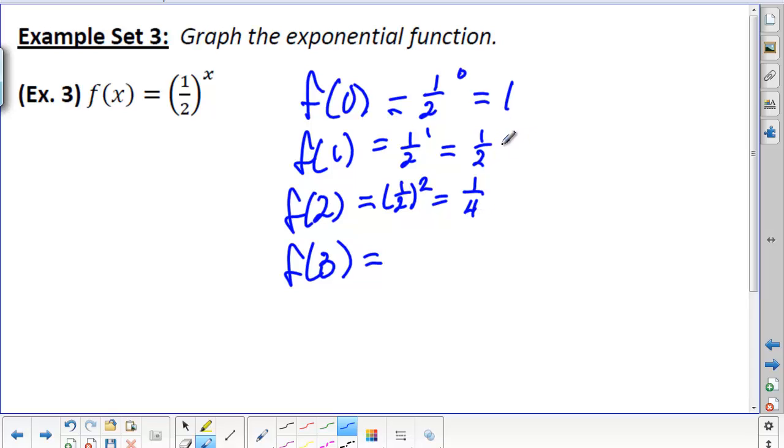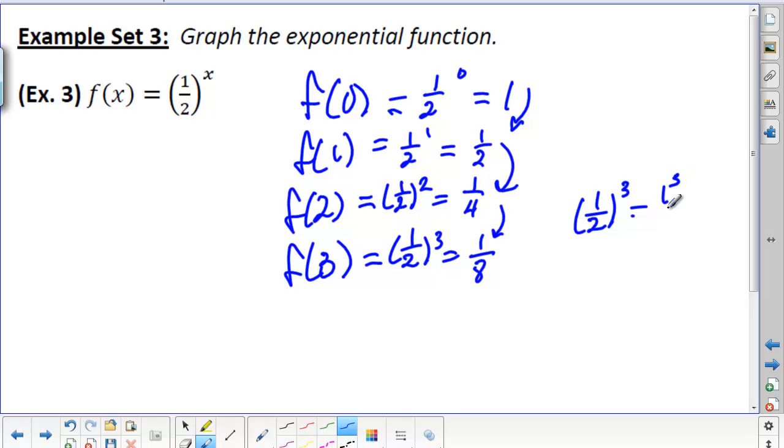Notice how it got cut in half each time we increase that x value. So if we do 1/2 cubed, we would expect it to get cut in half again. 1/2 of 1/4 is 1/8, right? And you can get this the same way if we do 1/2 cubed is 1 cubed over 2 cubed. Bring down that exponent into both of those, and that's that 1/8. Same idea there.